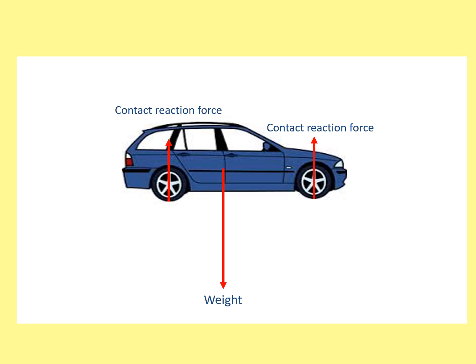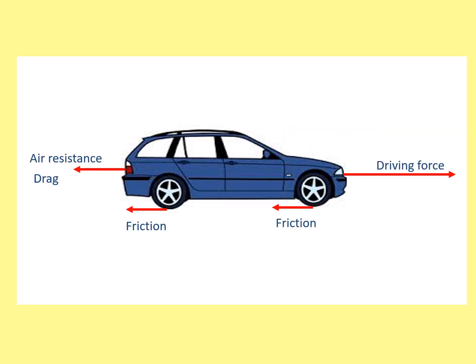Now this is for a car that wasn't moving. But if it was moving, if it was driving down the motorway at 70 miles an hour, there would be more forces. So we're going to do those now. These are the next forces we're going to learn about. The first one we're going to look at is friction.